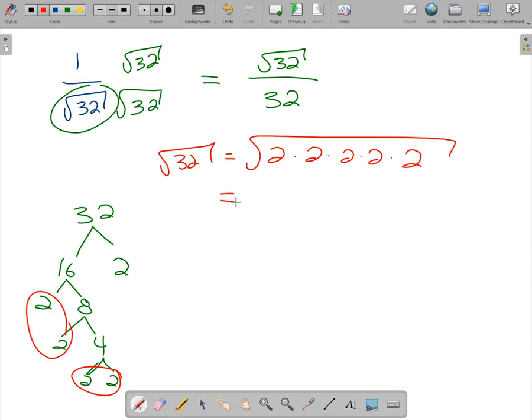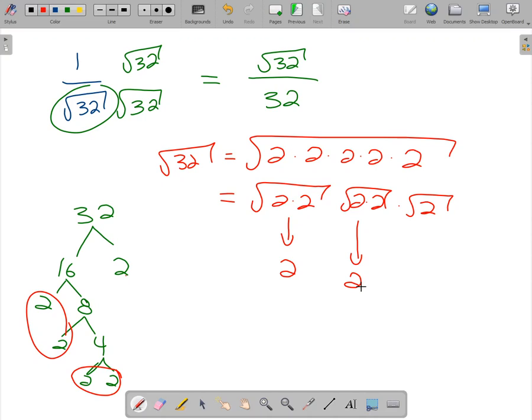And I can break that down further into a bunch of square roots. It's the square root of 2 times 2, and the square root of 2 times 2, and then we just have a square root of 2. This simplifies to 2, that simplifies to 2, that's just stuck the way it is. So it turns out the square root of 32 is 4 times the square root of 2.